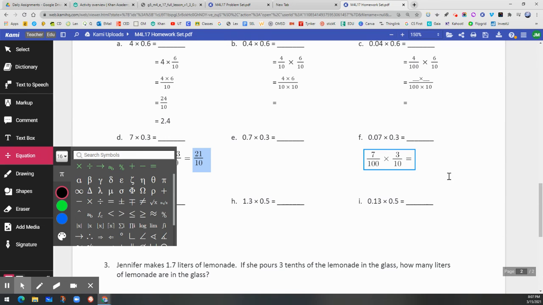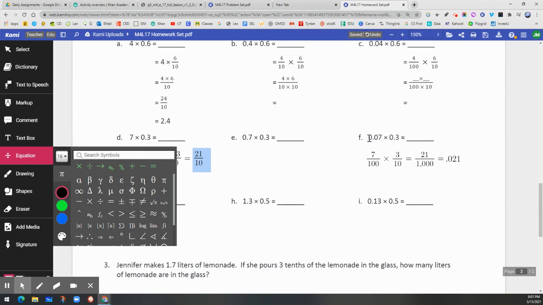So 7 times 3 equals 21. And what is 100 times 10? That will be 1,000. All right, so this answer is going to be 21 thousandths. So as a decimal, you would write that down as 0 tenths, 0 hundredths, and 21 thousandths. So that will be the answer as a decimal.